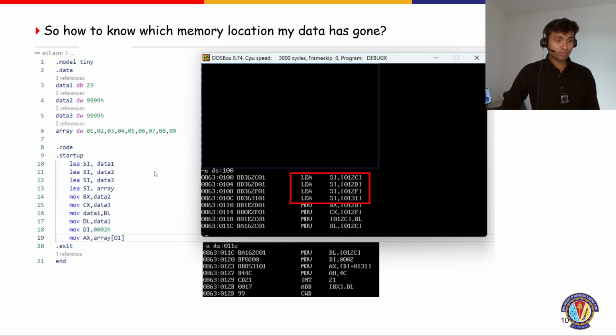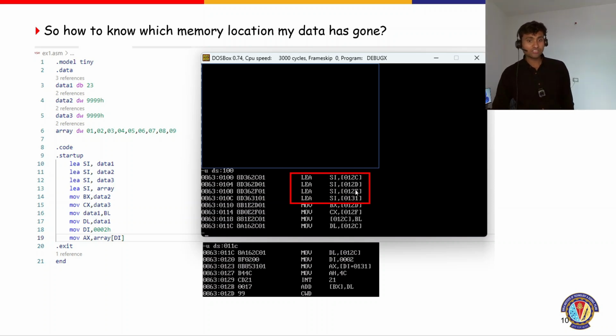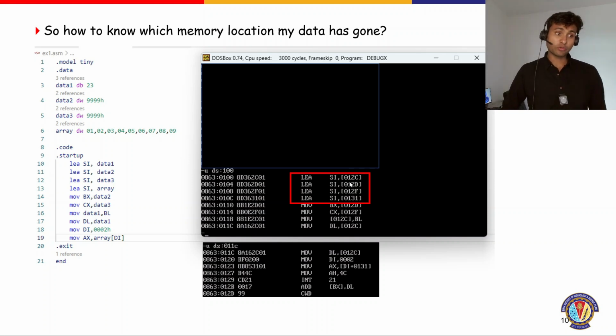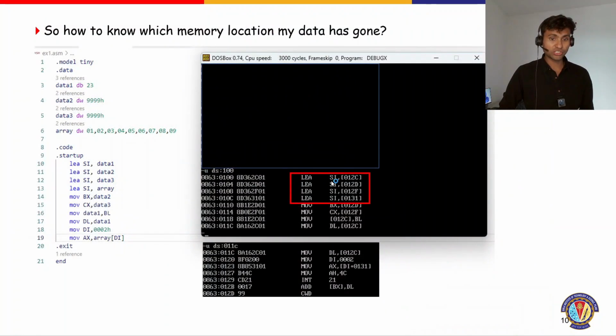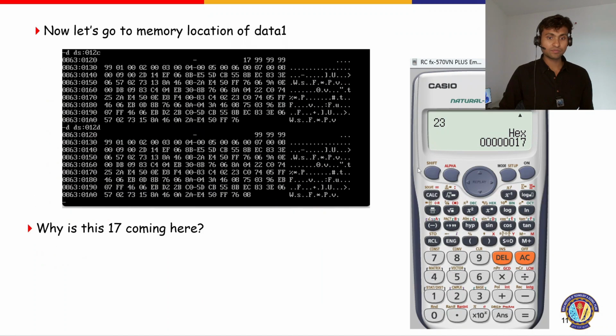So as we discussed about the importance of seeing the memory locations, the data getting pointed by 012C, 012D, 012F, 0131, pointing to data 1, data 2, data 3, and array respectively. Let's see what the exact contents of those memory locations are, whether it even matches up with this 23 or not. So let's go to the memory location of data 1. As you can see, 012C is pointed to by the first memory location here. The first thing stored here is 17.